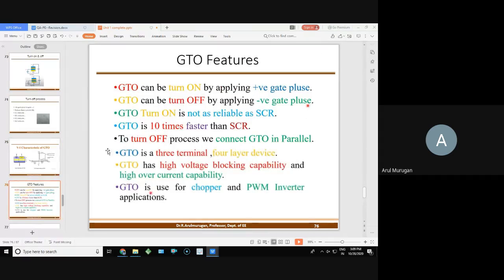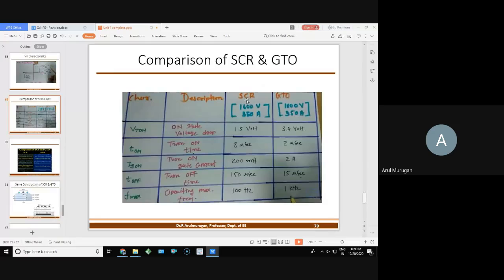So for the GTO, there is one comparison to look at: SCR versus GTO. The SCR is a high power device compared to the GTO. The on-state voltage drop across the GTO is more, whereas the SCR has a very small on-state voltage drop. The turn-on time for the GTO is 2 microseconds, compared to 8 microseconds for the SCR. It needs a gate current of 200 milliamperes, so higher amperes are needed for the turn on.